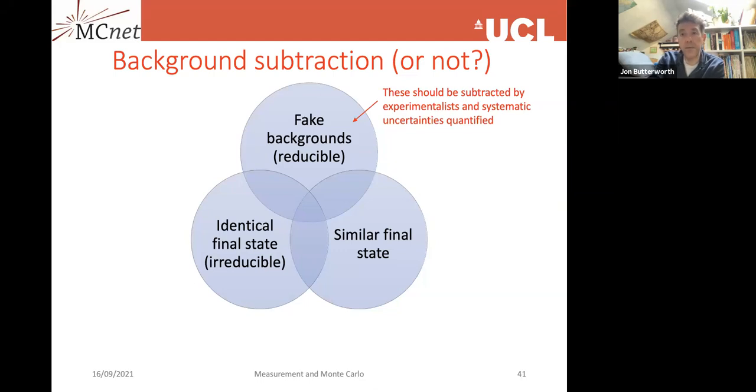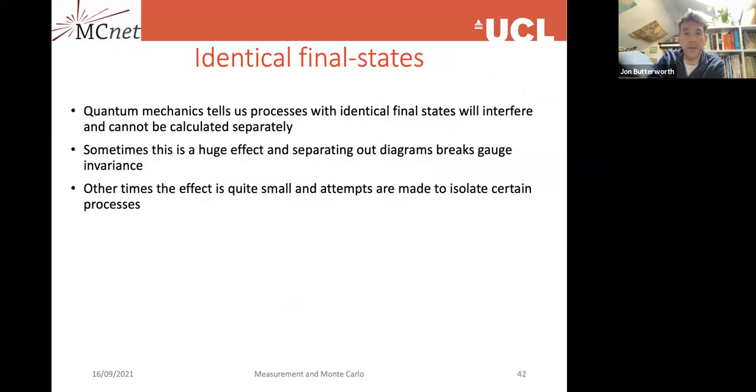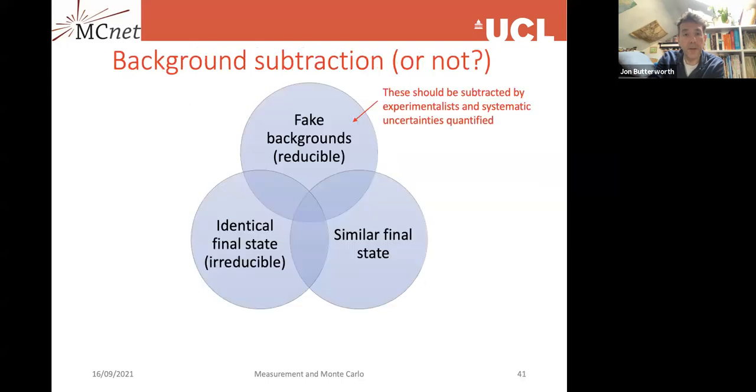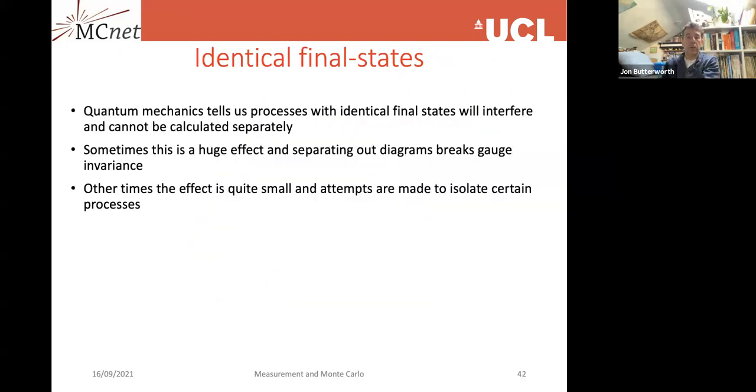The first one should just summarize what I just said. Fake backgrounds, the experimentalists have to deal with within some systematic uncertainty. Identical final states will interfere in principle with the signal, so subtracting them is in principle unphysical. It can be interesting for interpretation, but it should never really be part of the measurement.